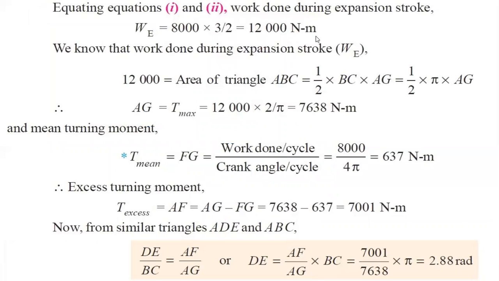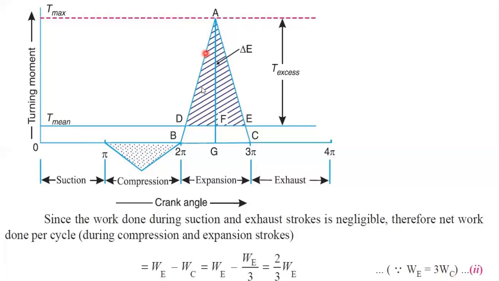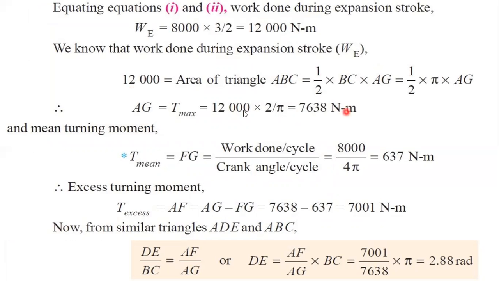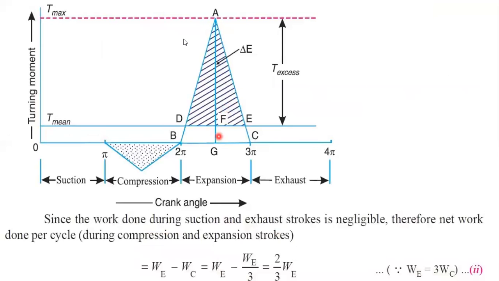So the work done during the expansion stroke is the area of triangle ABC. This is the expansion stroke. So half into base into height. Base is BC, which is nothing but pi, and height is AG. Finally you will be getting that AG value. AG alone you keep on the left hand side and take everything to the right hand side. AG is the T maximum. So AG is the T max, FG is the T mean, and T excess is AF.